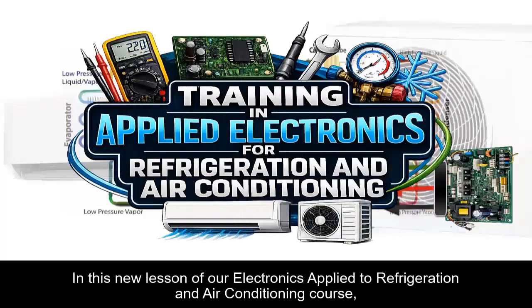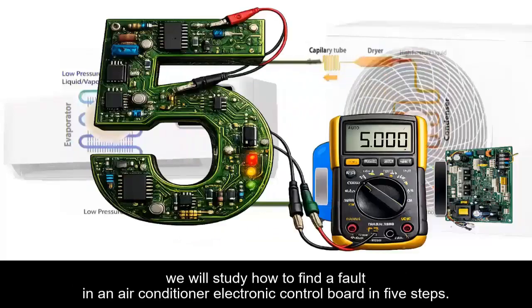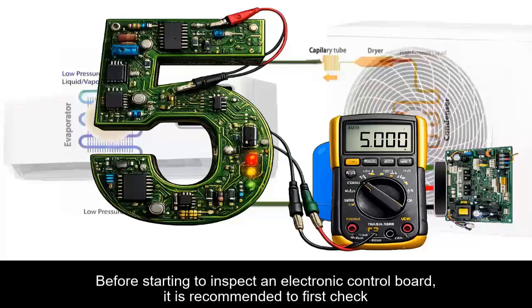In this new lesson of our Electronics Applied to Refrigeration and Air Conditioning course, we will study how to find a fault in an air conditioner electronic control board in 5 steps.